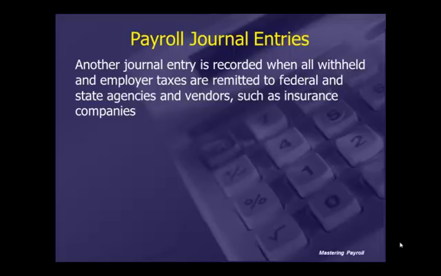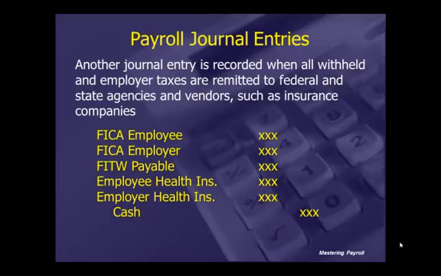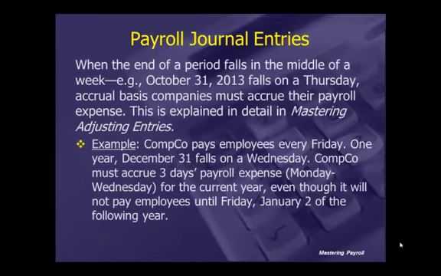Another journal entry is recorded when all withheld and employer taxes are remitted to federal and state agencies and vendors, such as insurance carriers. So in this case, when it's paid, you're going to be debiting all those liabilities: the employee FICA payable, the employer FICA payable, the federal income tax withholding payable. If there's a state income tax withholding payable, it would be debited when you're paying the liability. And employee health insurance, those amounts are also debited when paid. They're normally set up as liabilities and then paid as a payable. You credit cash for the total.